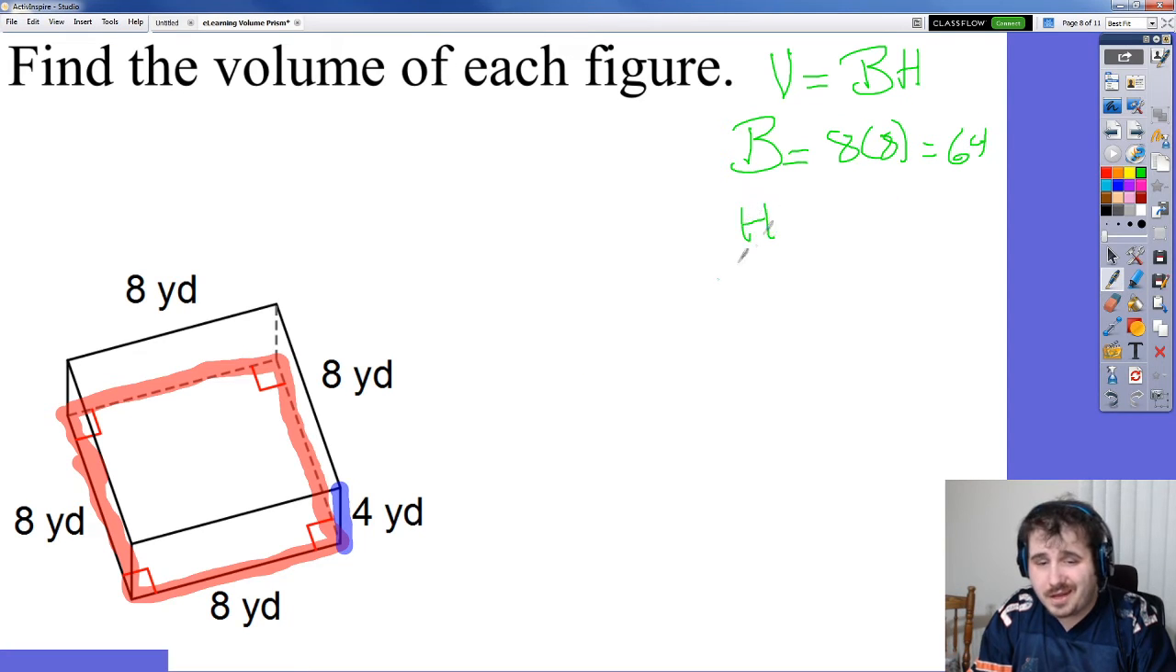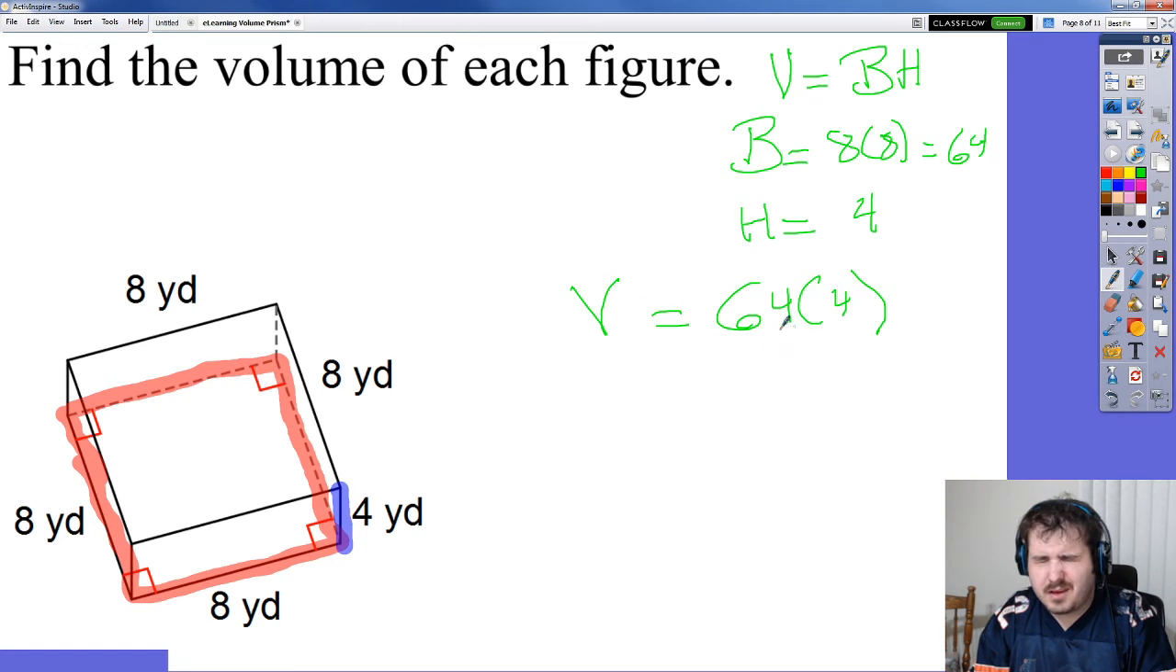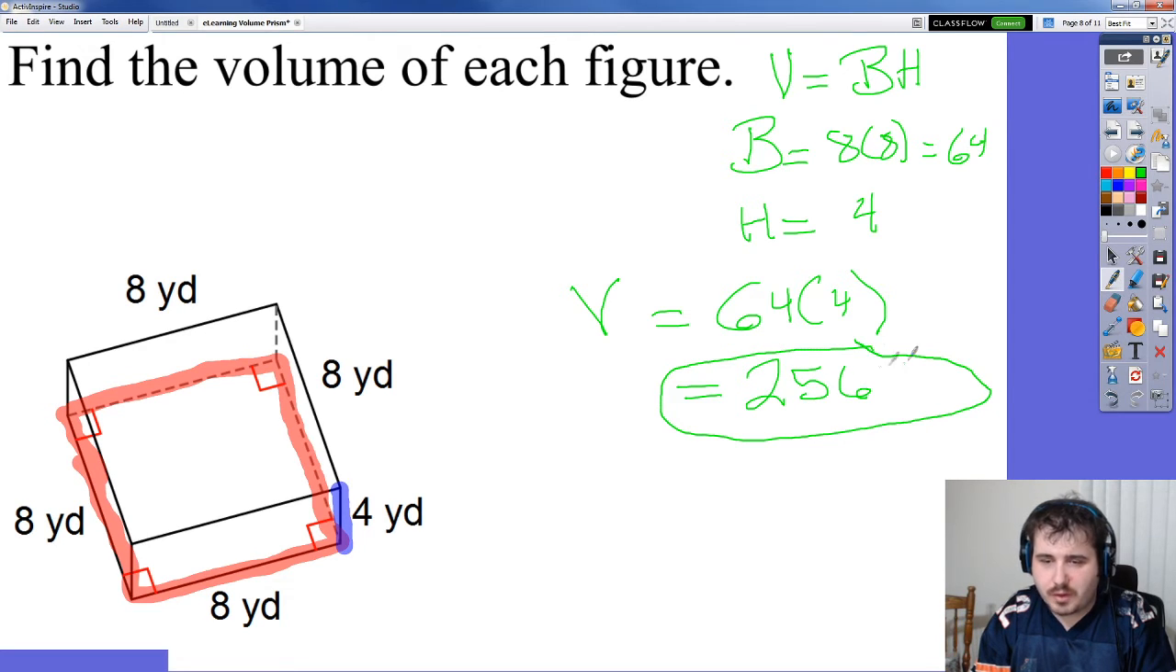64. Our height is just going straight up, that's 4. So now we're going to do 64 times 4, and there's a really easy way to do that in your head, times 2 and then times 2. 64 times 2 is 128. 128 times 2 is 256. Times 4 is the same as multiplying by 2 twice. And again, you look at the units are yards. So we want yards cubed for volume.